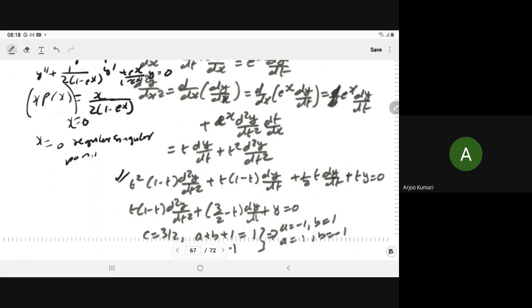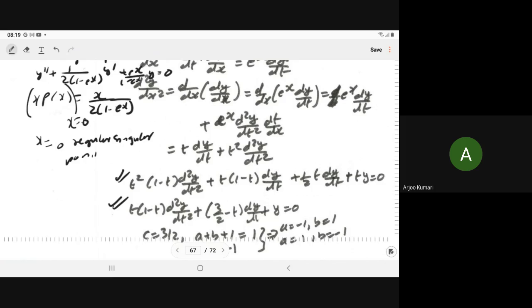T square 1 minus t d2y upon dt2 plus t into 1 minus t dy by dt plus half, plus half t dy by dt plus ty is equal to 0. So on solving, you will get the standard hypergeometric equation t into 1 minus t d2y upon dt2 plus 3 by 2 minus t dy by dt plus 1 is equal to 0.